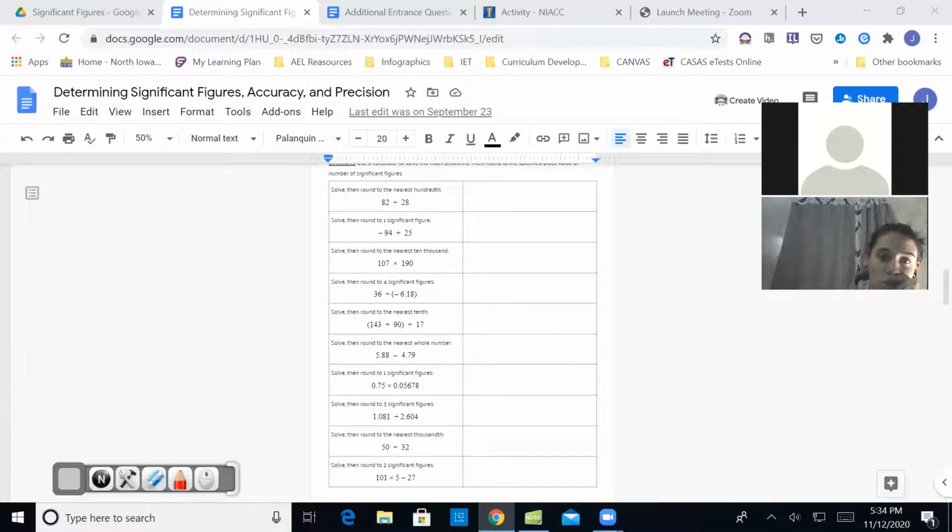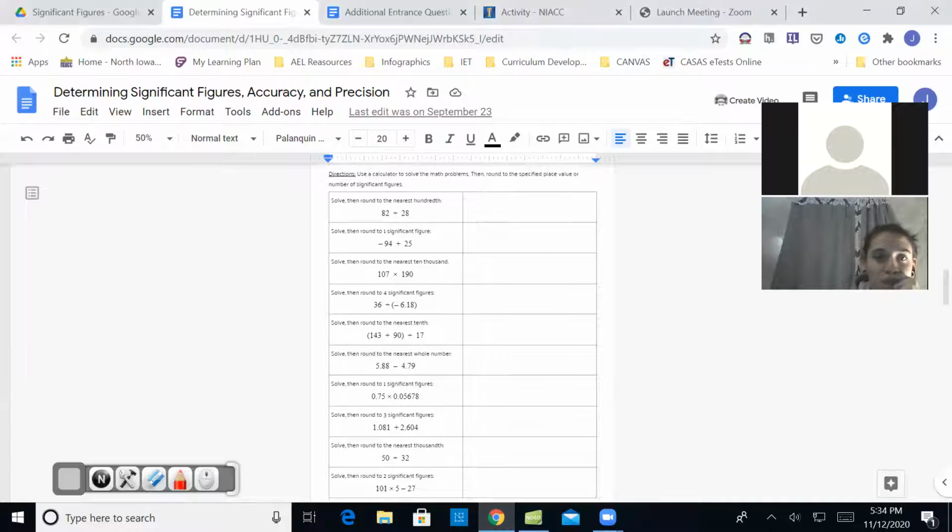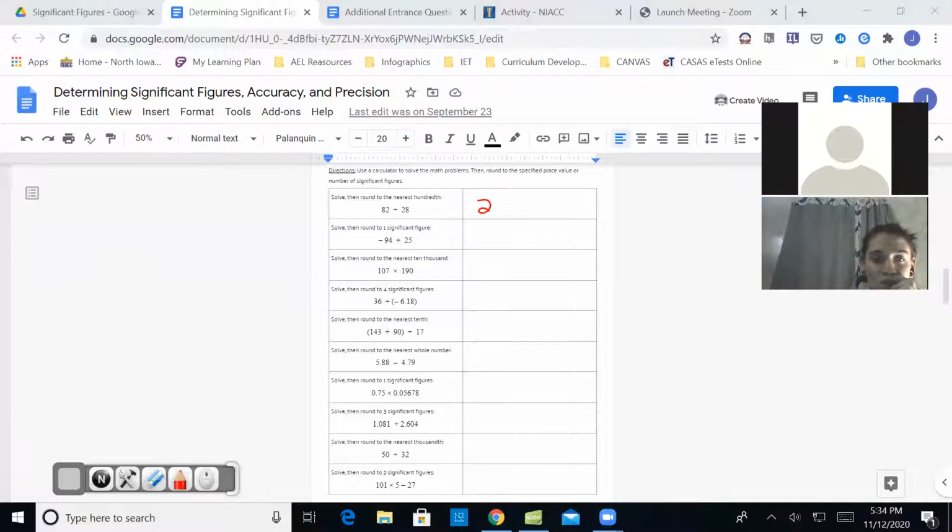First off, we're looking at 82 divided by 28, and you get a pretty big decimal, but it says round out to the hundredth place. This is going to be 2.93 after we round. The next one says to round to one significant figure. So this would round to negative 70. Next up, round to the nearest 10,000. That gives us 20,000.